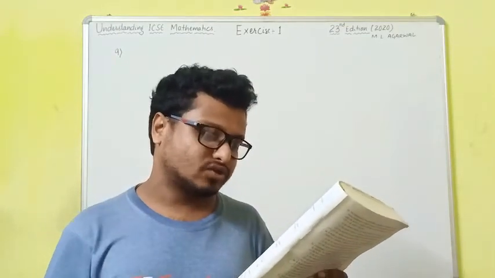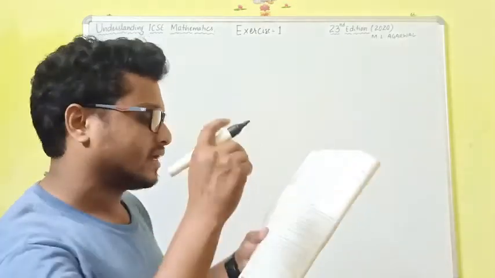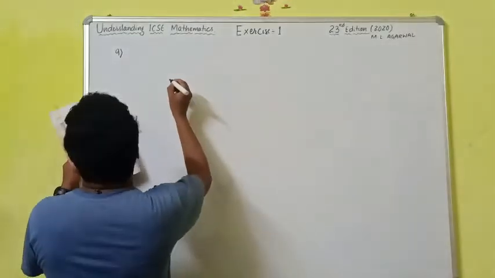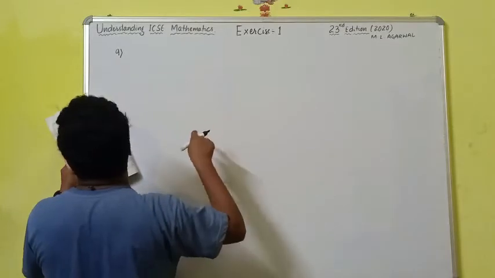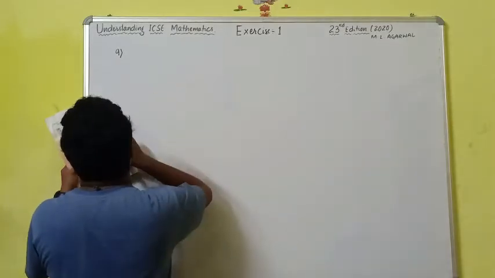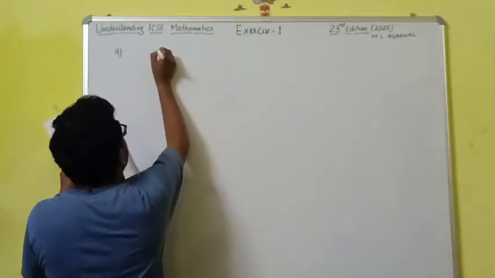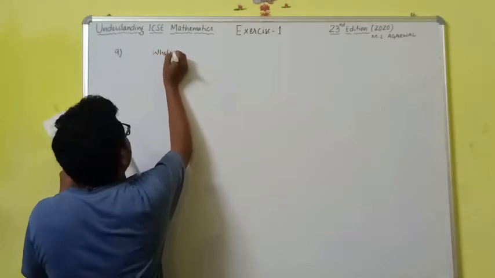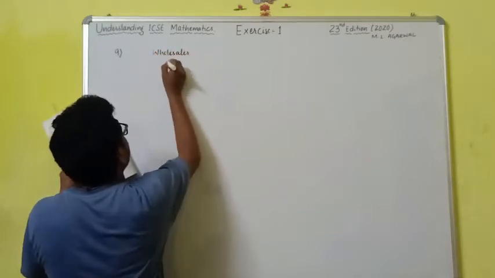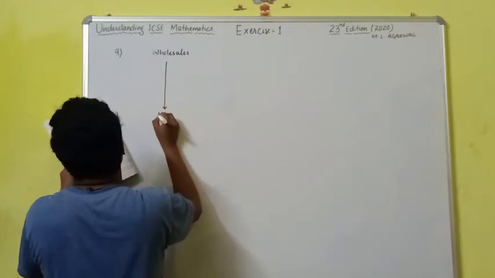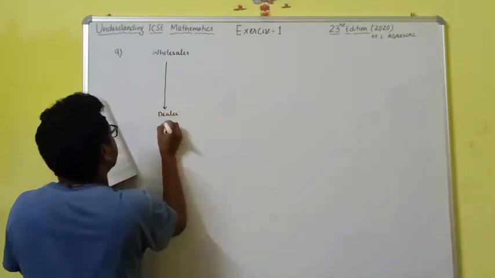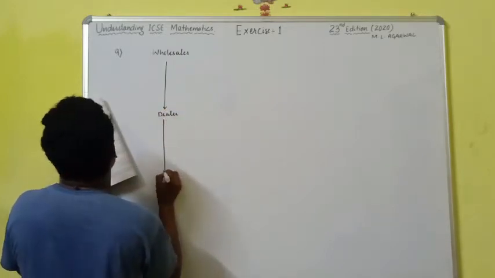You have to calculate. So see what I am doing here. Question number 9: a dealer buys an article at a discount of 30% from the wholesaler. Your first person is the wholesaler, then the dealer, then the consumer.